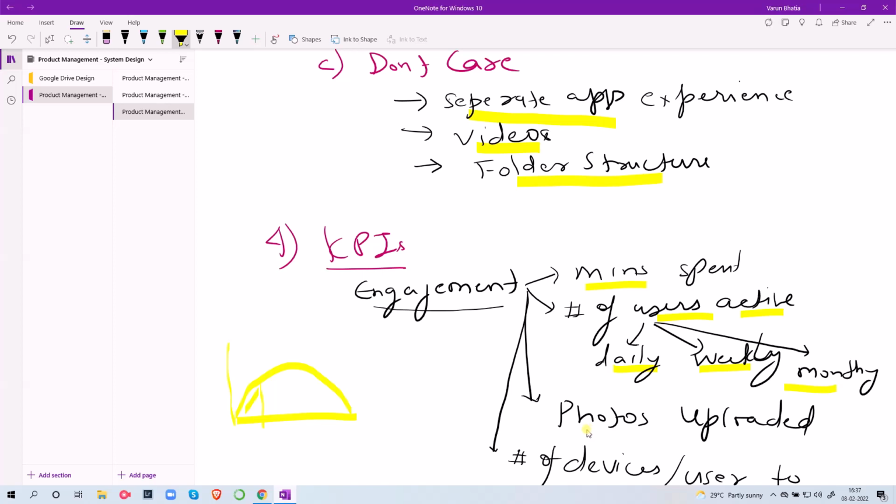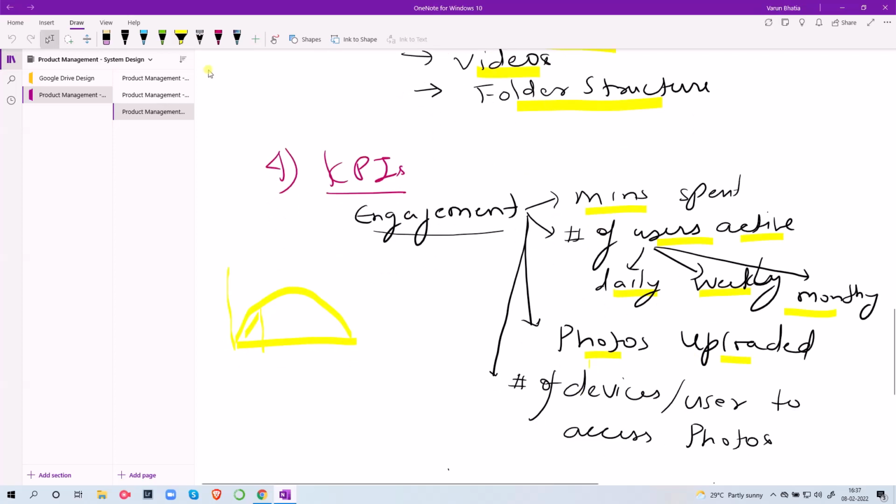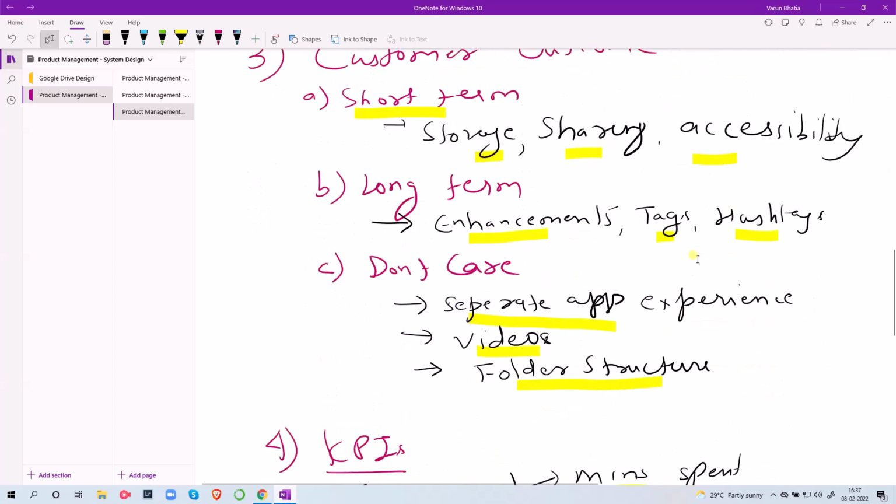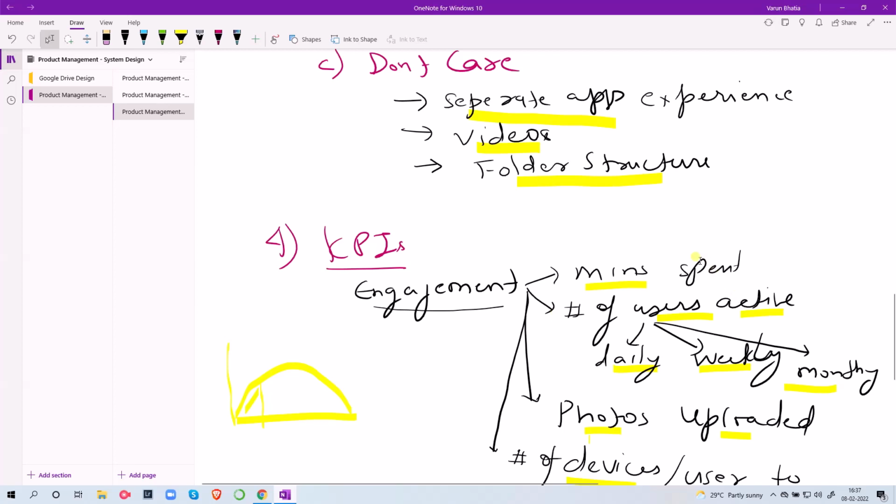Most importantly, the purpose of the product was to see how photos are being shared, or whether you started clicking more photos, right? So, number of photos uploaded, for example. And then a secondary or tertiary metric that you could look at is the number of devices per user that a user uses to access photos, right?